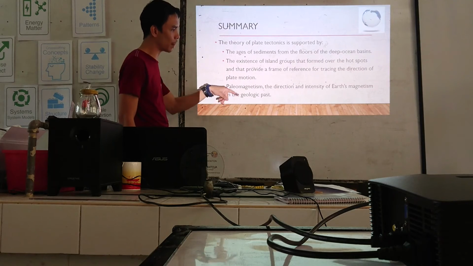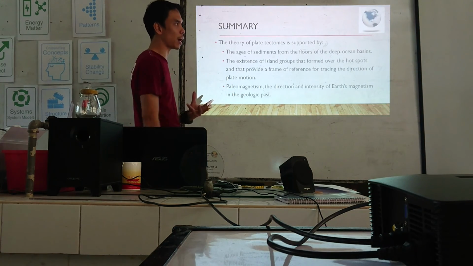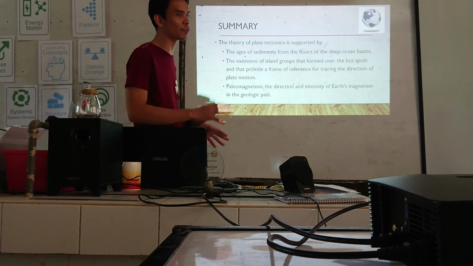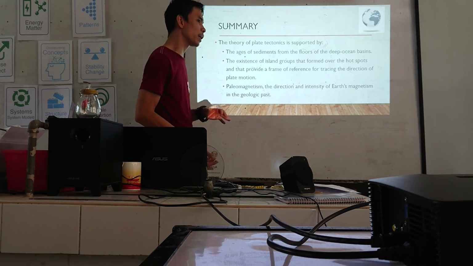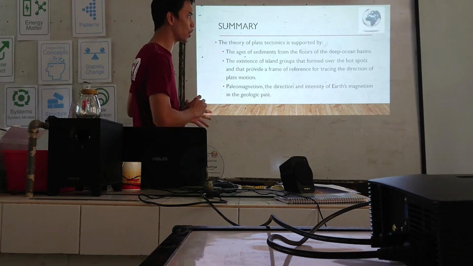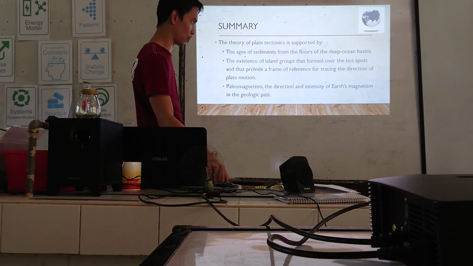Lastly, we have the paleomagnetic evidence, which suggests that the Earth's magnetic field somehow reversed, and this magnetic reversal can be traced in order to find out the relative motion of our plate. So there are three ways that support the plate tectonic theory.